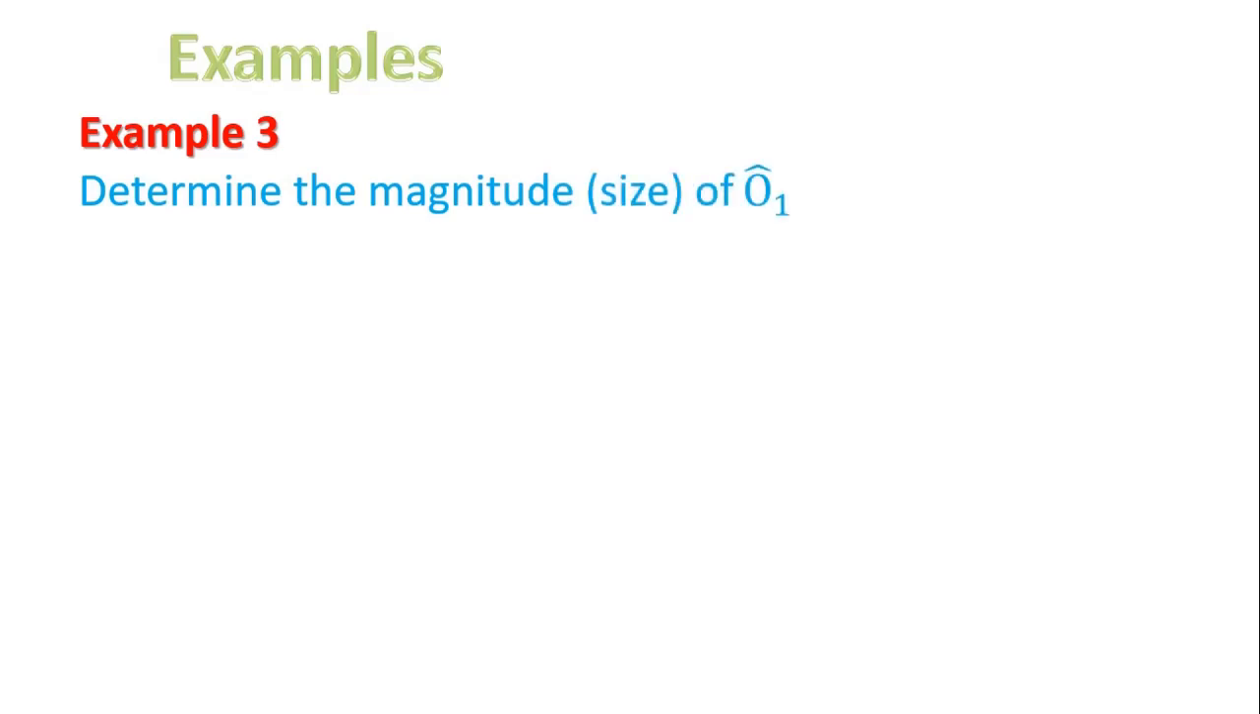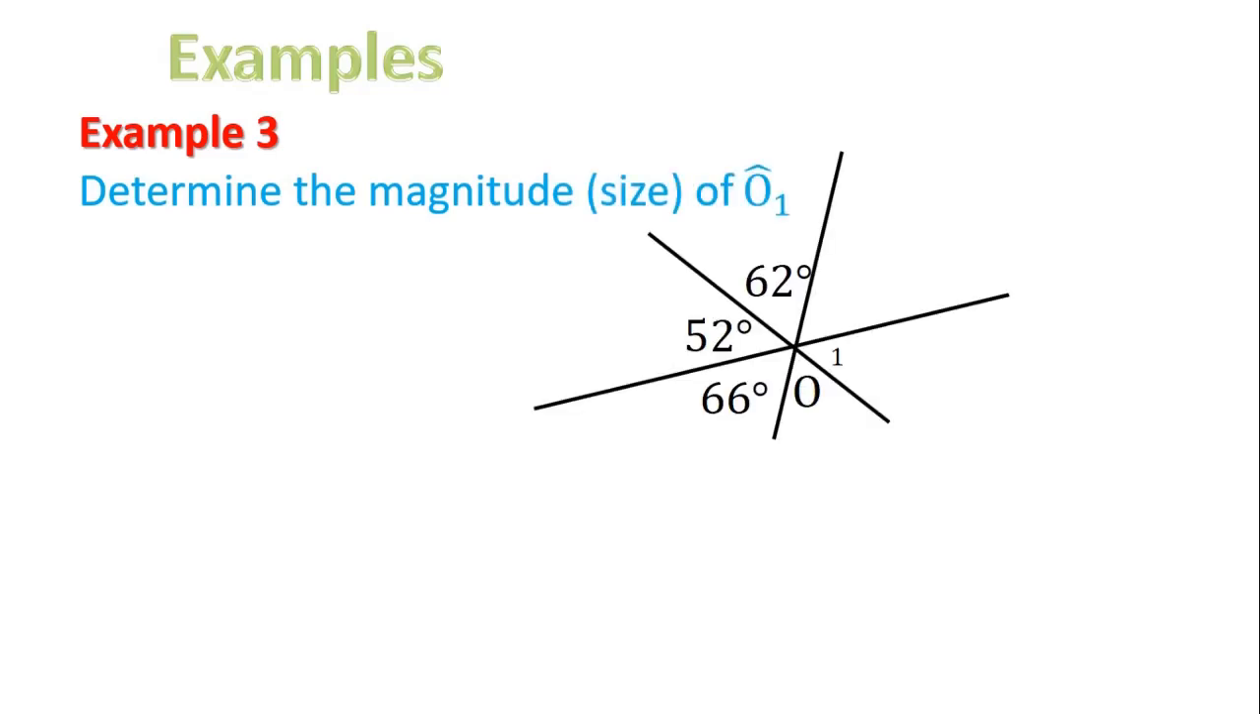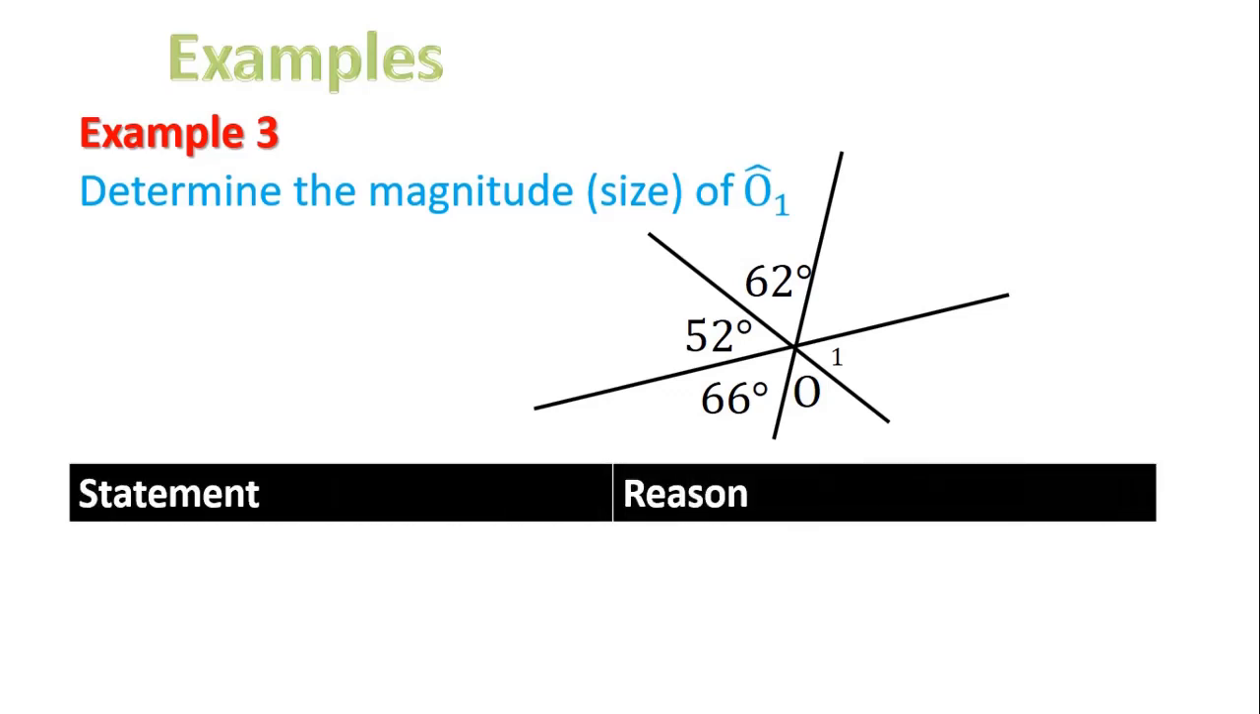Example 3. Determine the magnitude or the size of O1. And there is our diagram. Now all of a sudden we don't have two lines that are intersecting, but we have three lines that are intersecting at point O. And what the question wants to know is how big is O1? Let's look at our statement and our reason. Now how do we work out which angle we're talking about? For some people they can see it straight away, but for a lot of people it's actually quite difficult.